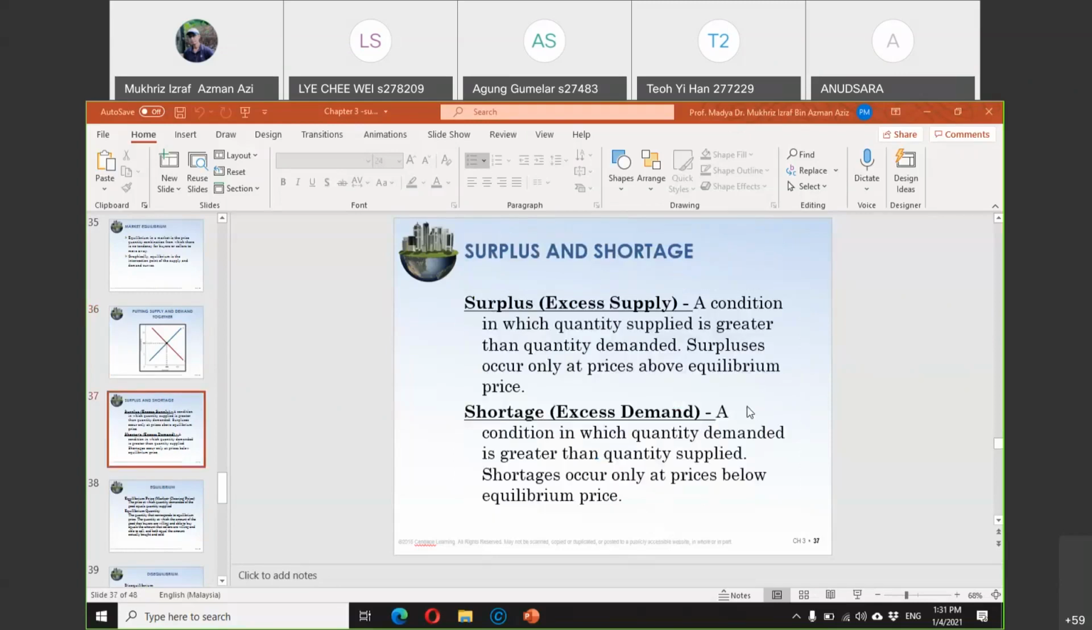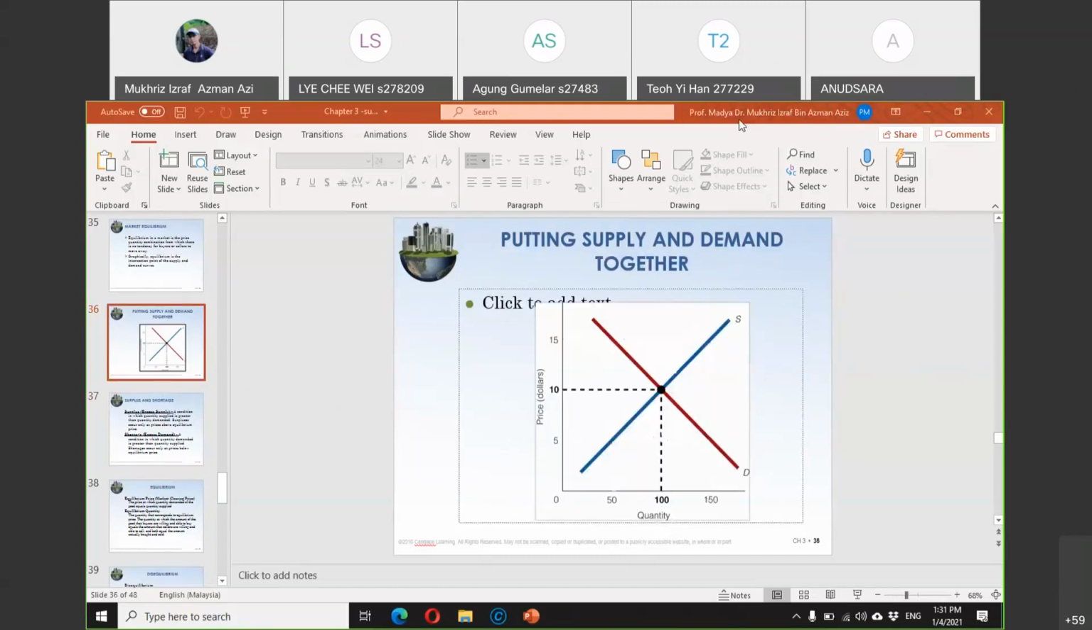Okay, and in economics you have the situation of what we call excess supply or excess demand. So this is excess in supply, and below here is excess in demand. Excess supply or excess demand.